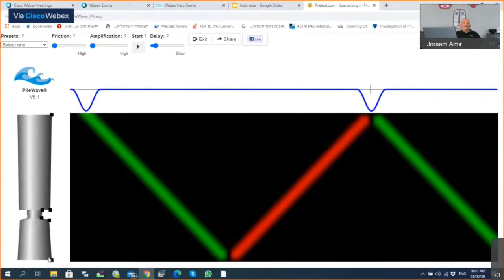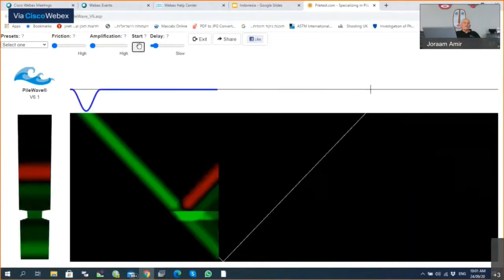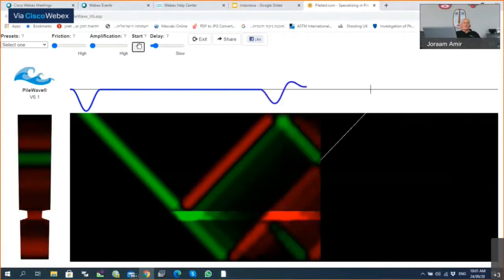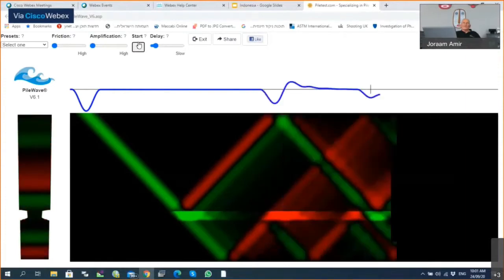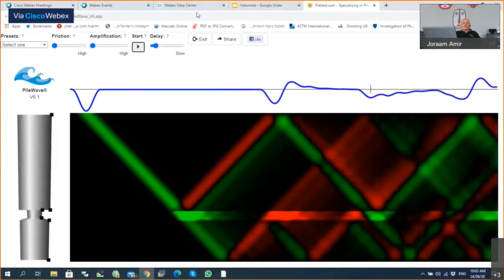Now we have a pile with a small defect close to the bottom. What happens if we hit it? Press start. You can see that because we lose a lot of energy passing through this defect, the toe reflection here is very weak. So we can apply some amplification.